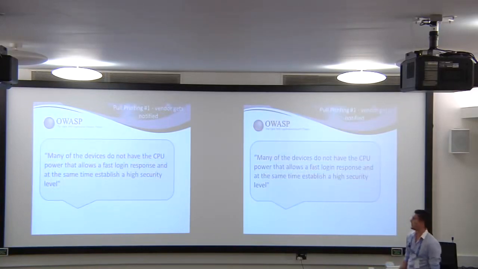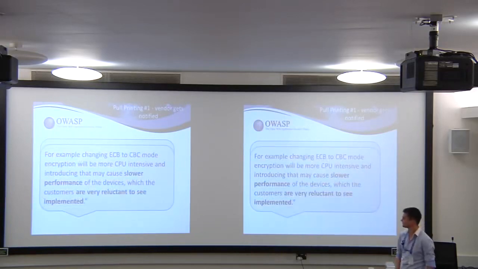But the most funny part, actually tiring, very tiring for us, was contacting the vendor. He responded that many of the devices do not have the CPU power that allows a fast login response and at the same time establish a high security level. So this is the problem that the pull printing vendors face. They have to choose between a high security level and a fast login response, and they choose the fast login response. And they stated that changing ECB to CBC mode of encryption will be more CPU intensive and may cause slower performance, which the customers are very reluctant to see implemented.